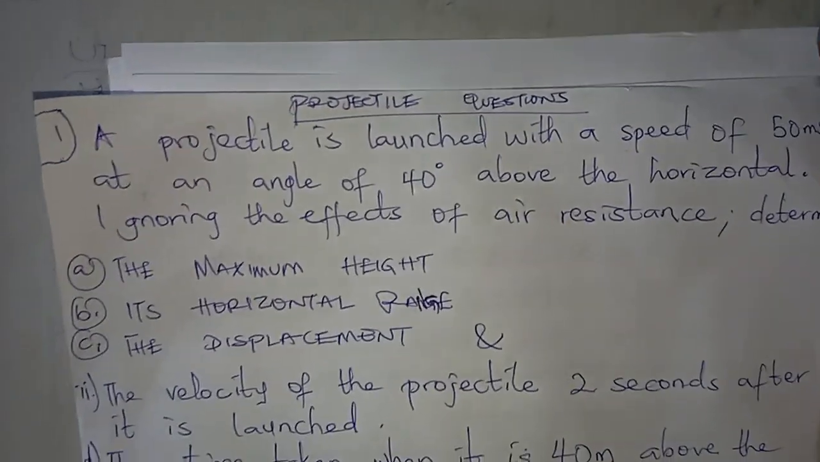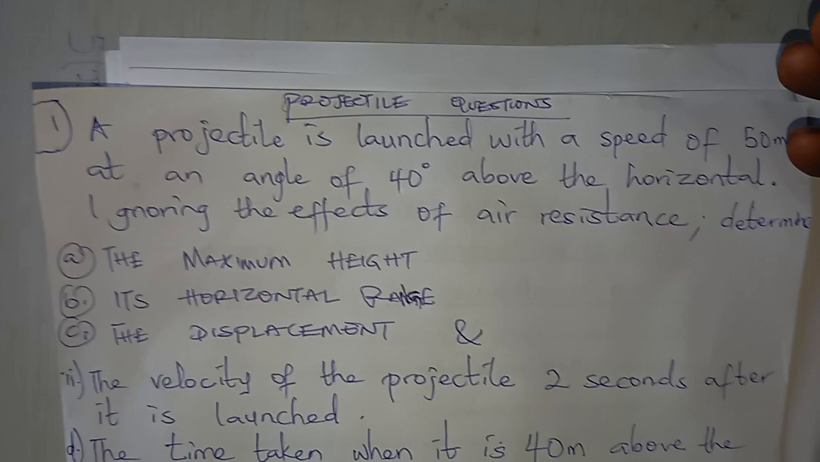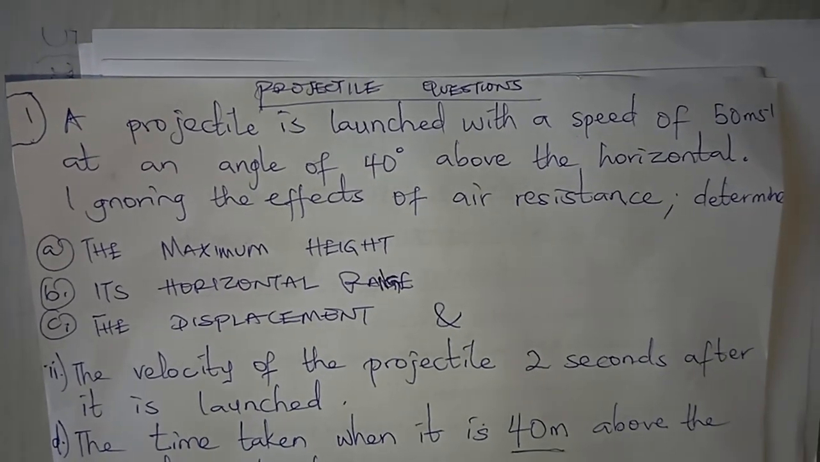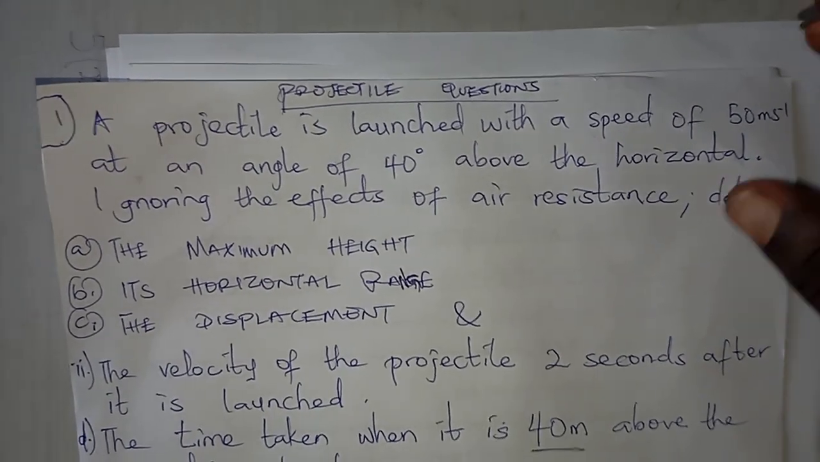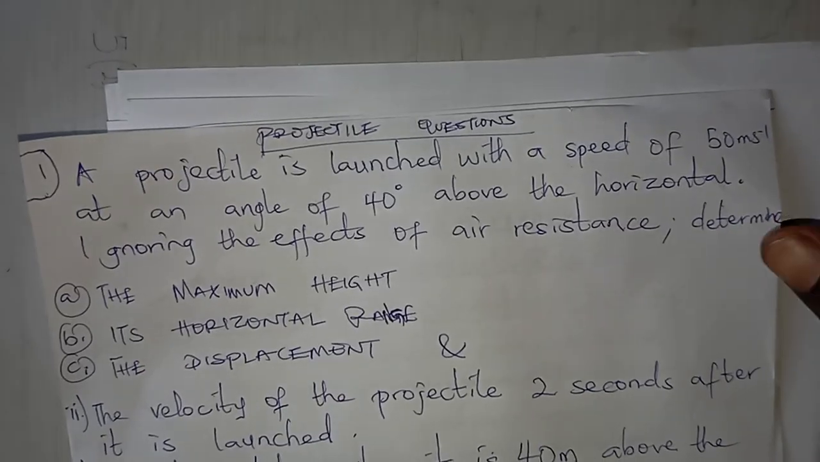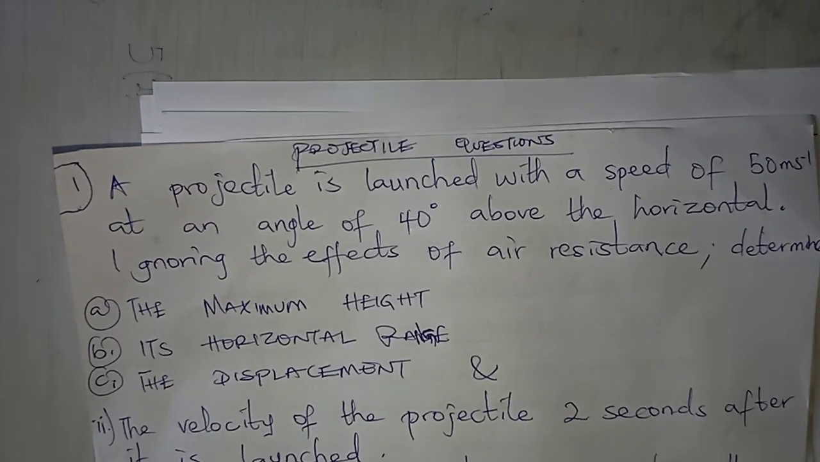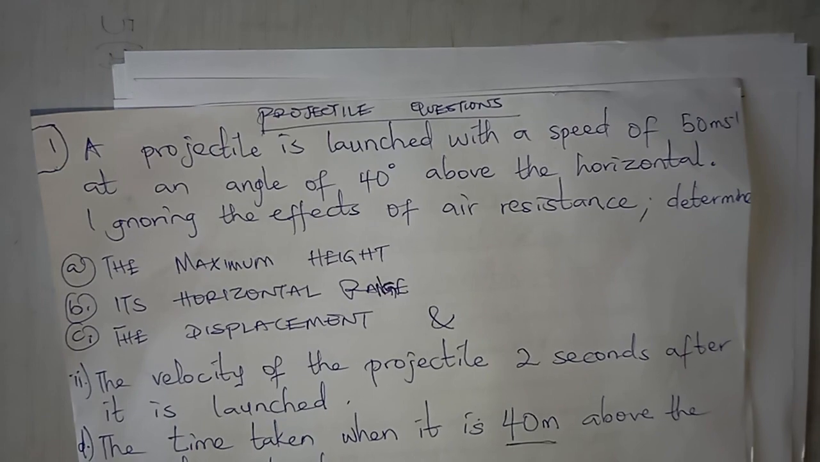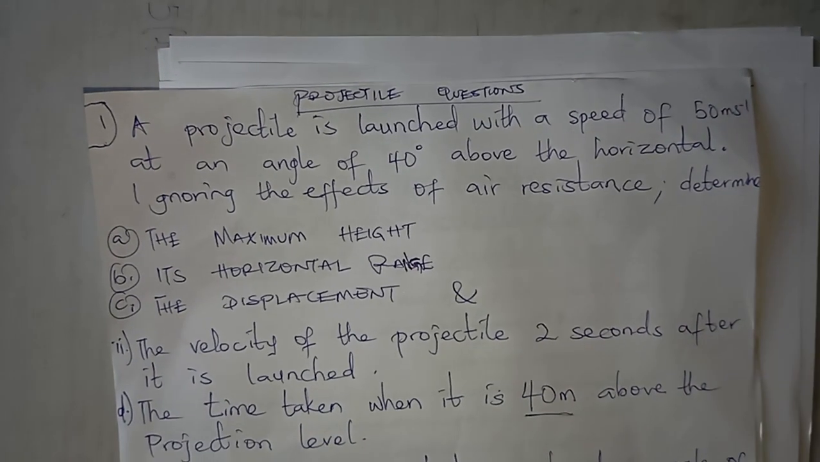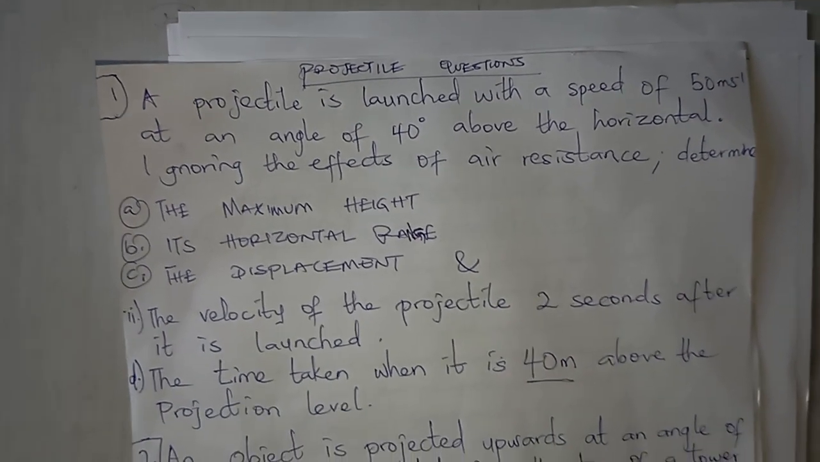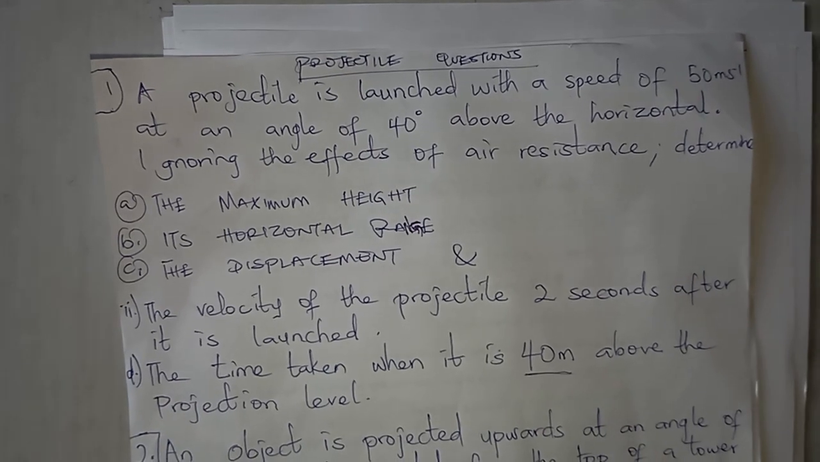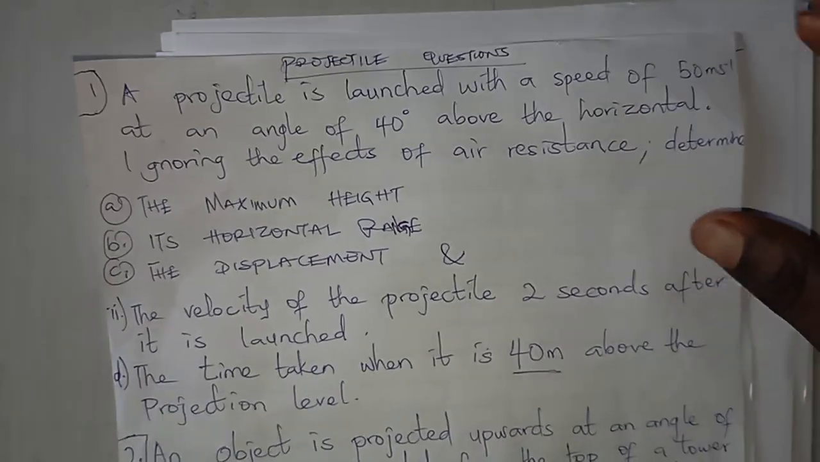Okay, the question before us says a projectile is launched with a speed of 50 meters per second at an angle of 40 degrees above the horizontal. Ignoring the effects of air resistance, determine the maximum height, the horizontal range, the displacement and velocity of the projectile 2 seconds after it is launched, and the time taken when it is 40 meters above the projection. So let's start.